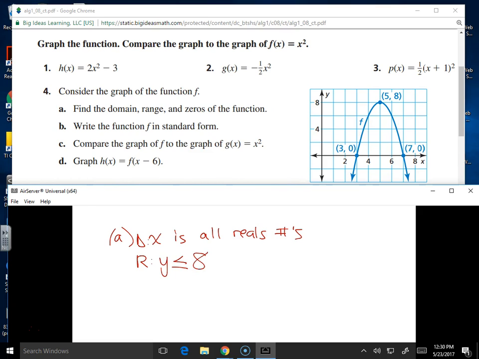Good. What are my zeros? 3 and 7, because that's where it hits the x-axis.